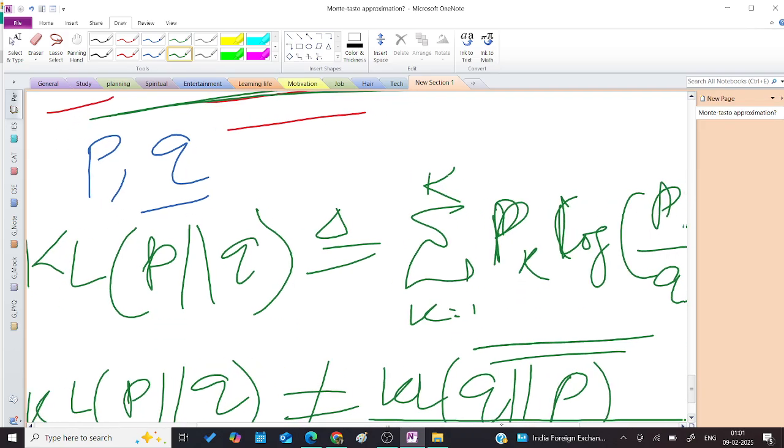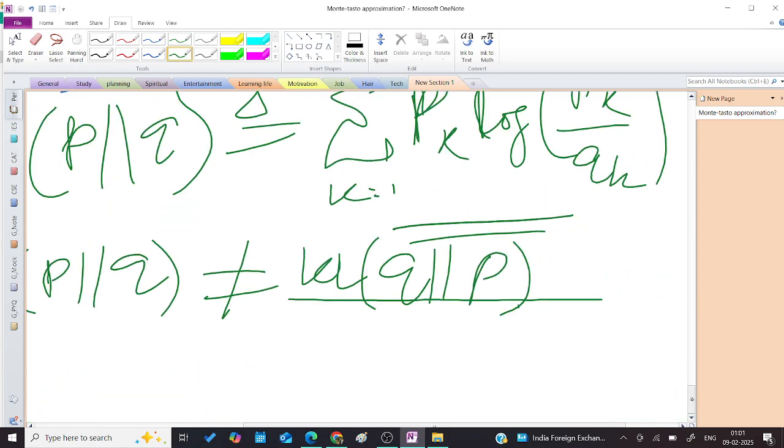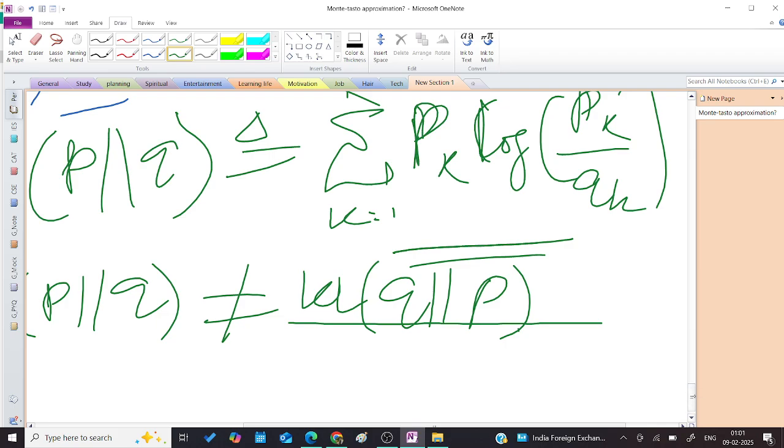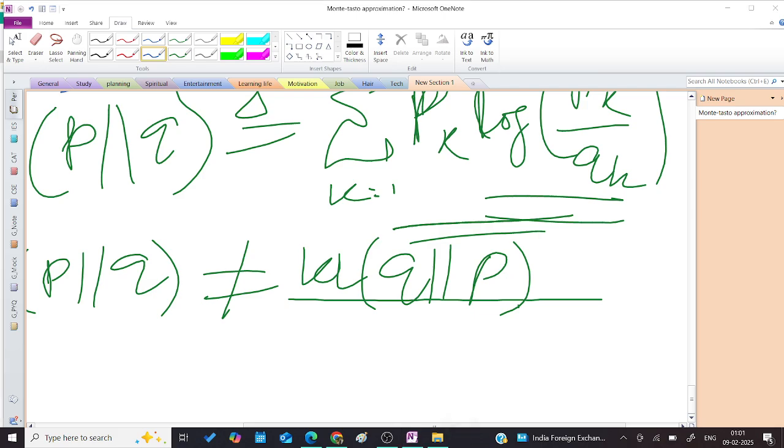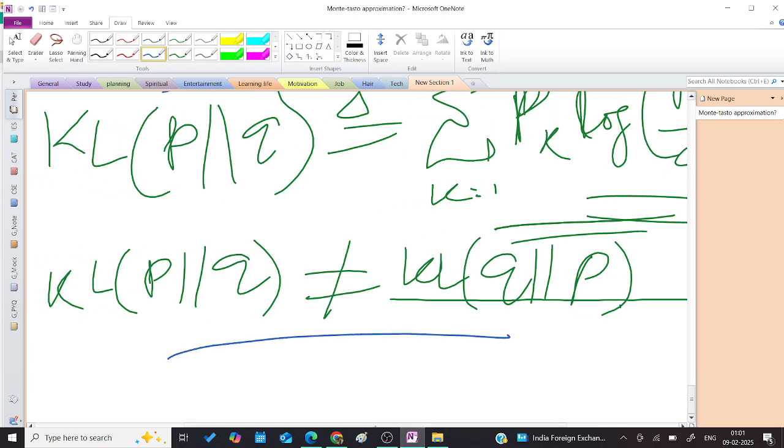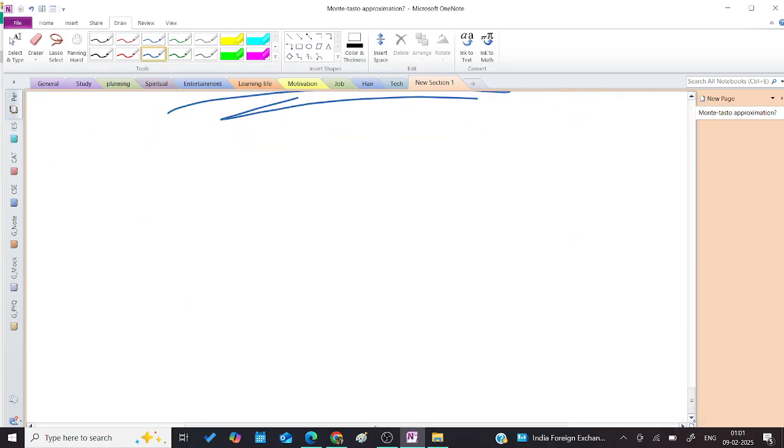You can check, and this will only be equal when P and Q are the same, and this will lead to 0. This entire formula will lead to 0. Apart from this, it is not the same.